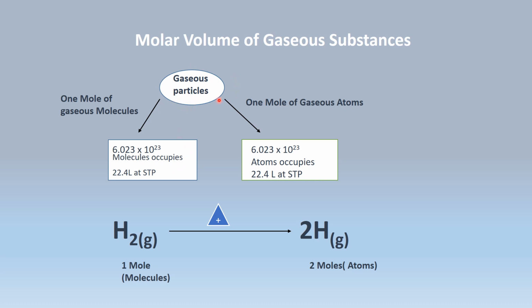Similarly, 1 mole of gaseous atoms, containing the Avogadro number of atoms, occupies 22.4 liter. For example, the molecule H2, that is 1 mole, if you add energy, breaks into 2 atoms of hydrogen, that is 2 moles. So the volume is increasing, and the number of moles is also increasing.